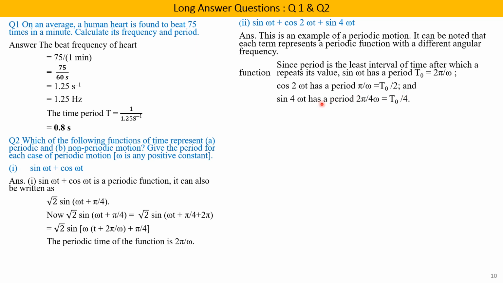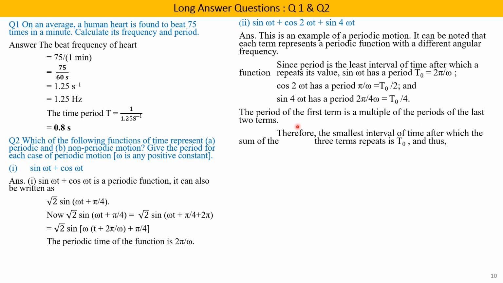Sin 4 omega t has a period of 2 pi by 4 omega, that is equal to T0 by 4. The period of the first term is a multiple of the periods of the last two terms. Therefore, the smallest interval of time after which the sum of the three terms repeats is T0, and thus the sum is a periodic function with period 2 pi by omega.